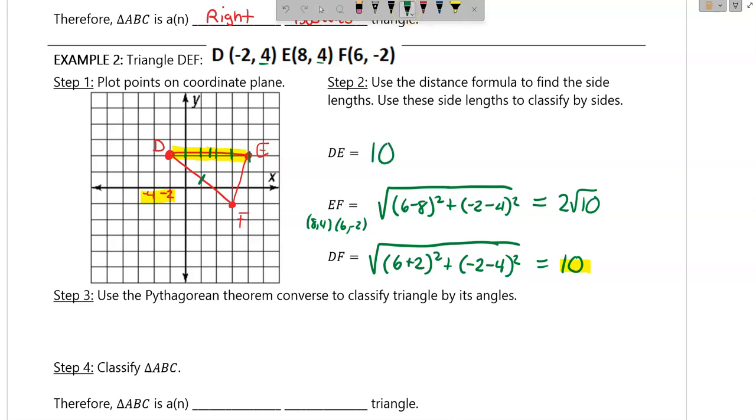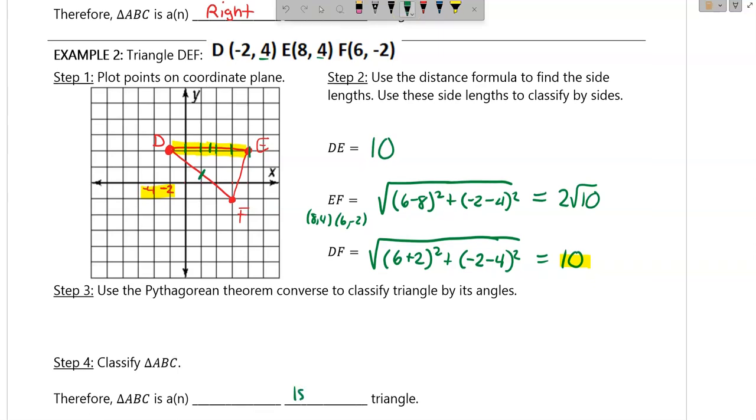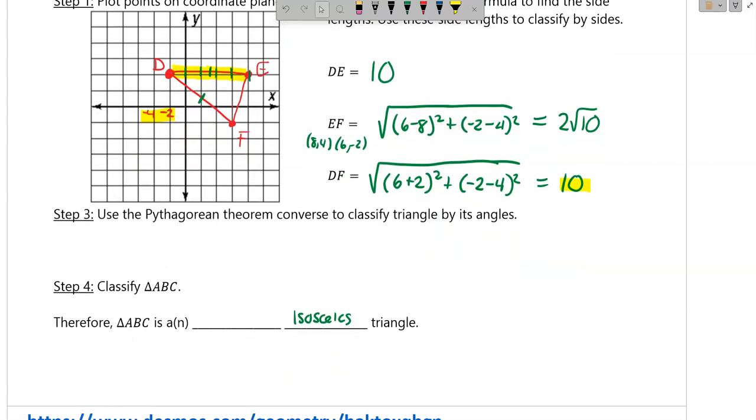So that visual confirmation that I was looking for indeed shows me that this is going to be an isosceles triangle. Now, for the second part of this, we're going to use our Pythagorean theorem converse to confirm what I believe is that this is going to be an acute triangle. So 2 root 10 is approximately 6.3. So I'm going to go ahead and use one of the 10s.